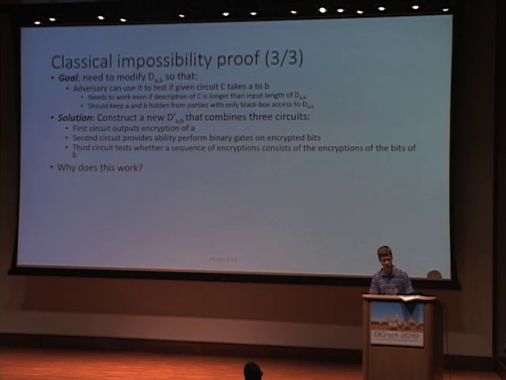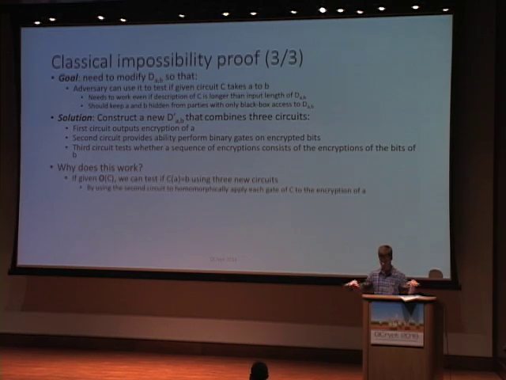Intuitively it's pretty obvious, although it turns out to be quite tough to make it work in actuality. The idea is just that if we're given the obfuscation of C, we can test if C of A is equal to B by using these three new circuits in the obvious way. We start by asking for the encryptions of A, using the first circuit. Then we use the second circuit to homomorphically apply each gate of C to the encryption of A, one gate at a time. And then of course we use the third circuit to check that this is an encryption of B.